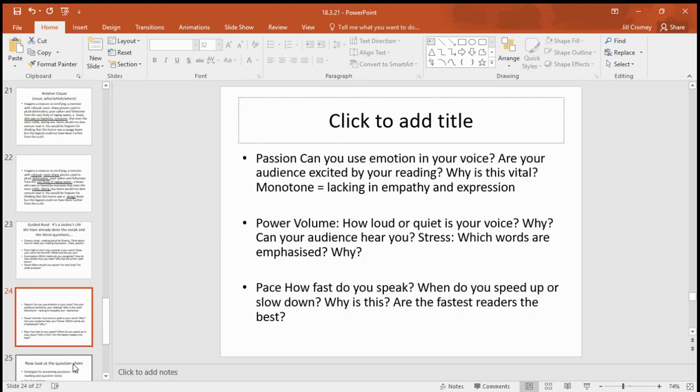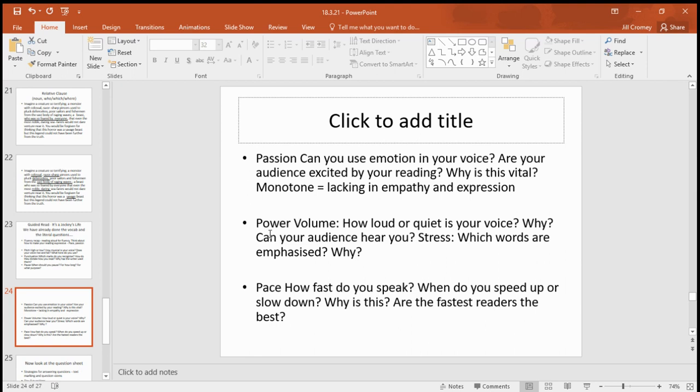Your next P is passion. So can you use emotion in your voice? Are your listeners excited by your reading? That is so important, isn't it, to get your readers really interested in what you're saying. If you're very boring and monotone, it sounds like you're lacking in empathy and expression.